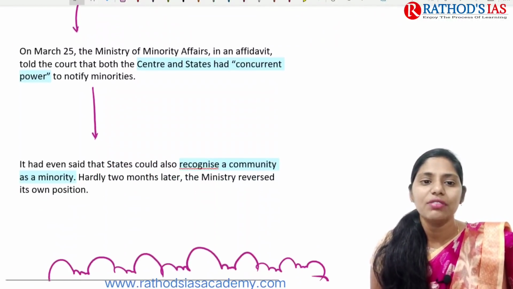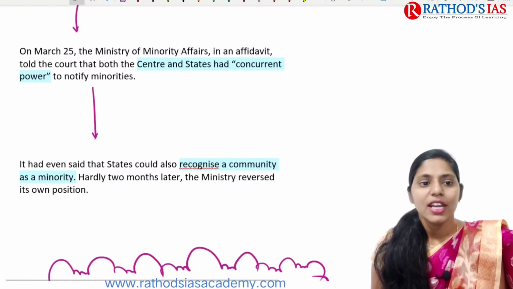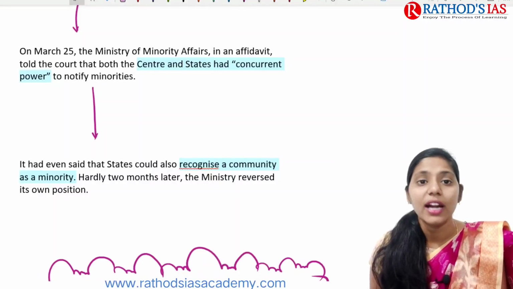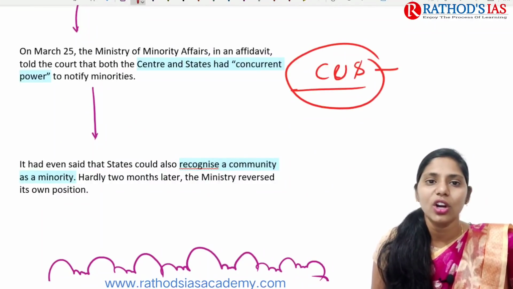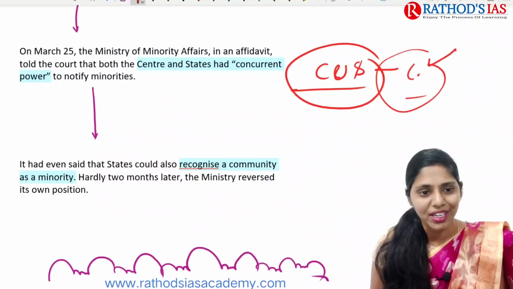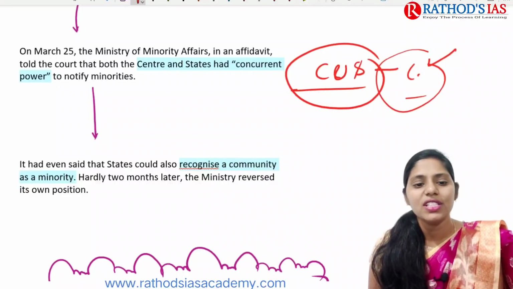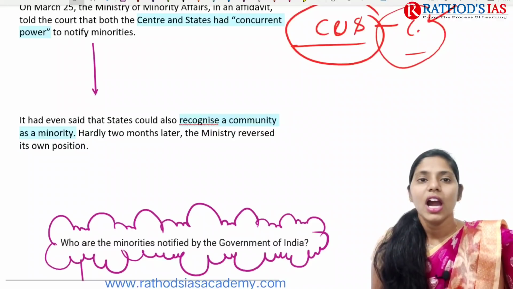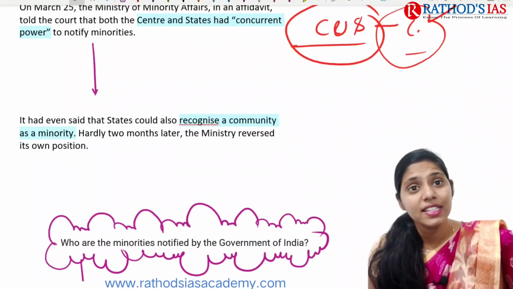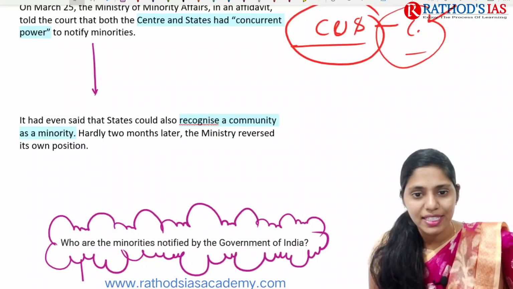On March 25th, the Ministry of Minority Affairs told the court in an affidavit that both the central government and the state governments had concurrent power to notify minorities. It had even said that a state could also recognize a community as a minority. Hardly 2 months later, a shift in the Centre's stand is seen.